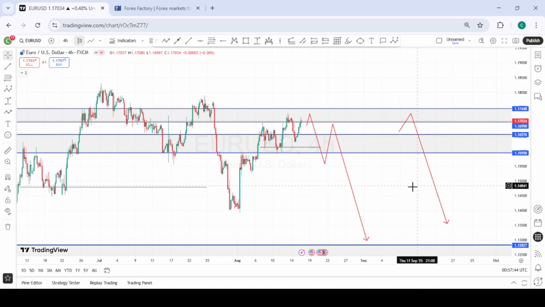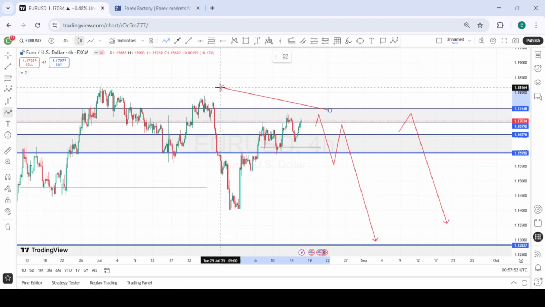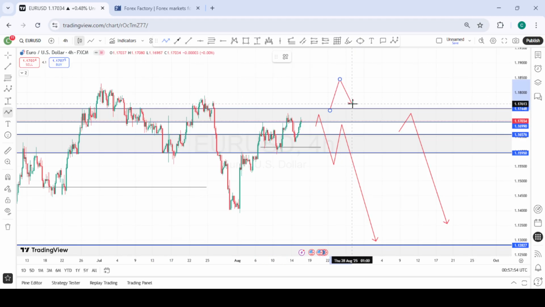This sell move can only be invalidated if price breaks above these highs on the daily with a daily candle or a weekly candle, and then price gives us a pullback and continues the buy to the upside.